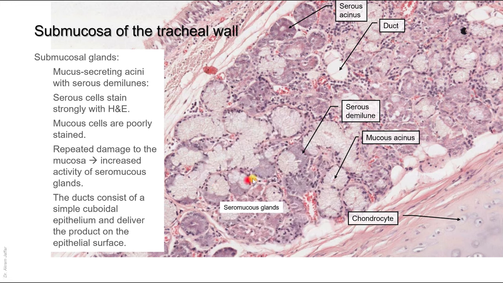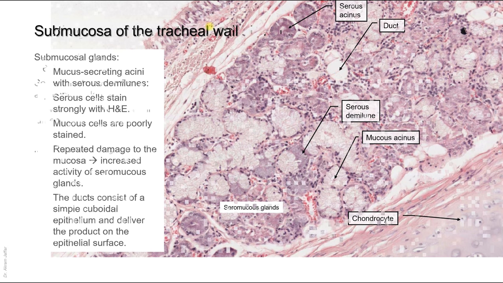In the acinus, the lumen is small, but these acini will give rise to ducts. As you can see here, the duct is lined by simple cuboidal epithelial cells. It has a wider lumen, and these ducts will head toward the surface and secrete the mucus.